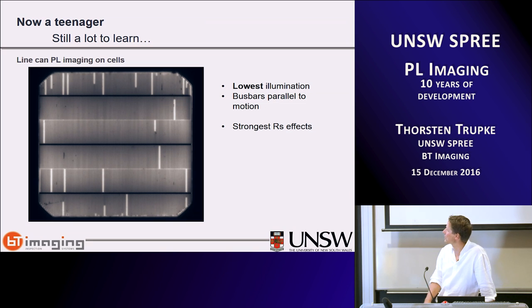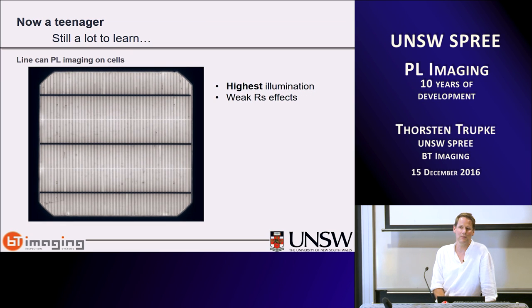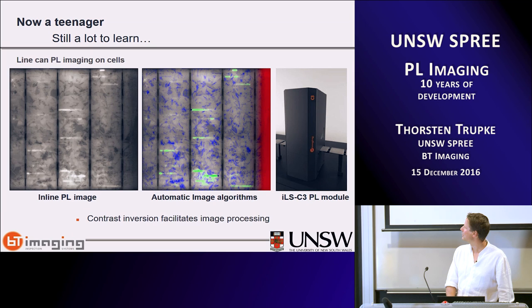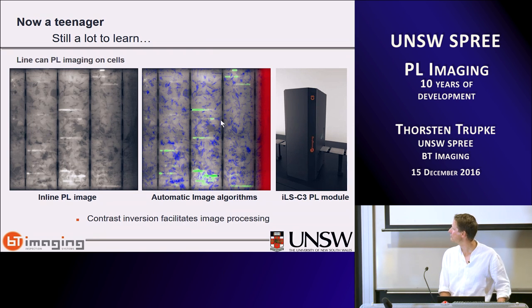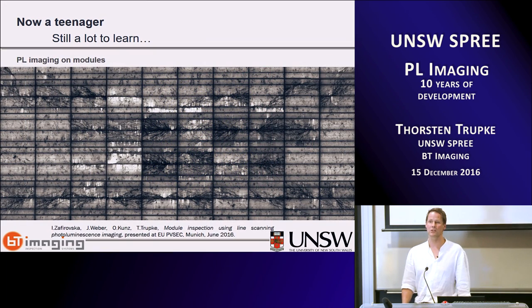Yeah? So this image was taken with rather low illumination. If we now increase the illumination intensity to medium intensity and to high intensity, you can see that these series resistance patterns disappear. And this is because at high intensity, the lateral current extraction essentially doesn't work. Yeah? So we can use those features now for more reliable pattern extraction from the PL images. For example, to count the number of broken fingers in addition to all these dislocation patterns that I've mentioned before. So that's pretty cool. What's even better is Iskra is actually doing her PhD on module inspection.